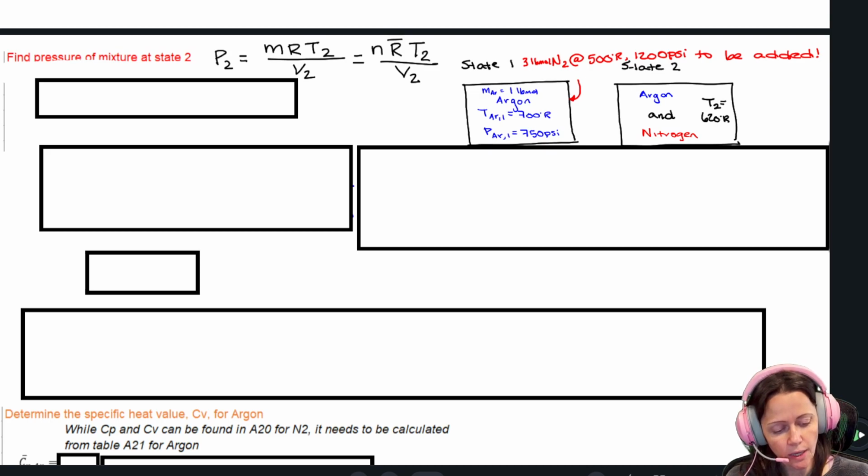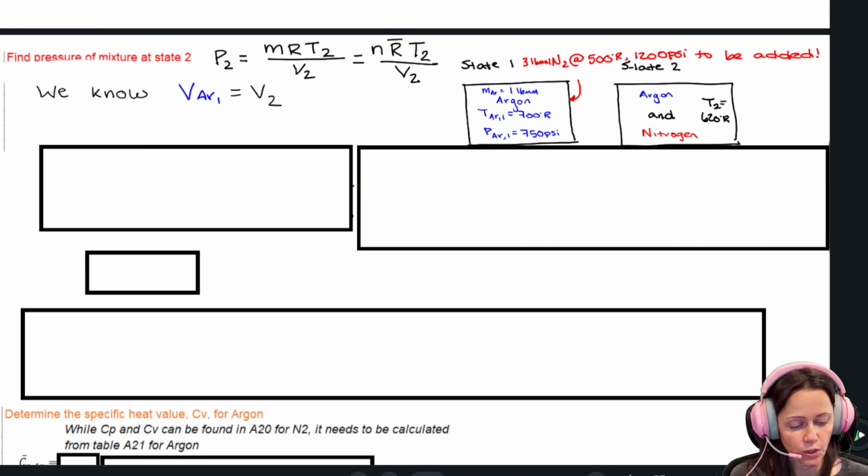So if we kind of see it in a picture, it might be a little bit more obvious that the volume of that argon initially is the volume of the mixture at state 2. So if I use the parameters at state 1 for the argon, I should be able to figure out the volume at state 2. So I'm going to do that.